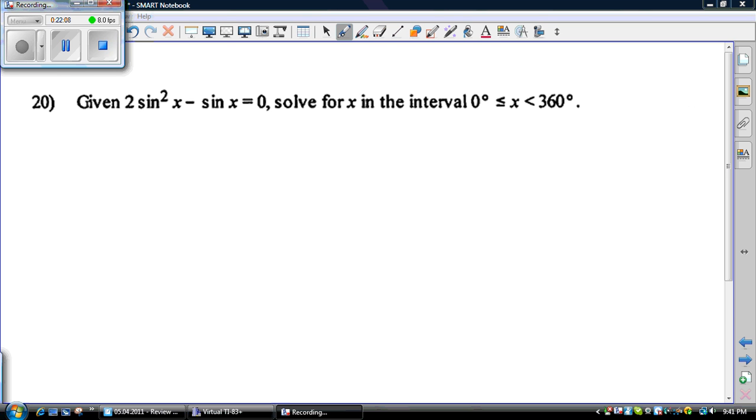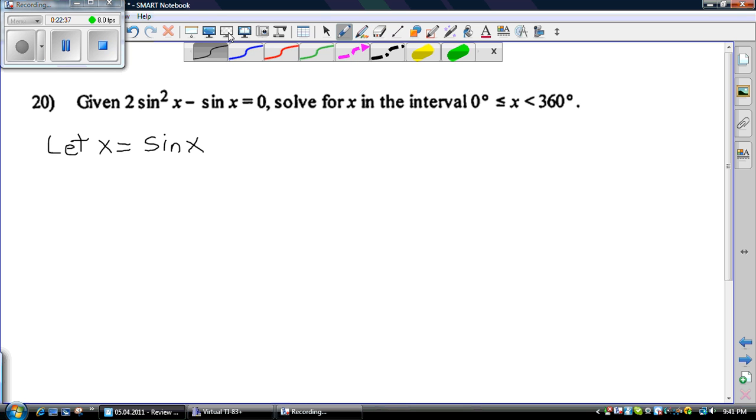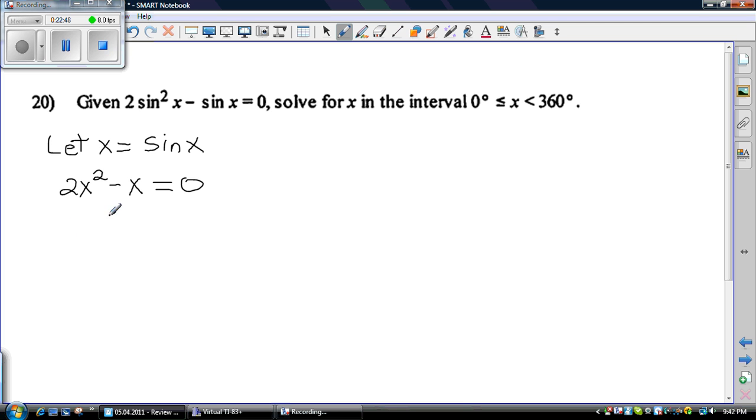Okay, problem number 20. This one's going to take a while. First thing that we're going to do is make the problem easier to solve by using variables instead of sine x. I'm going to say that x equals the sine of x. All I'm making is a substitution to make the problem look easier. Then the problem becomes 2x squared, because x now stands for sine x, minus x equals 0.